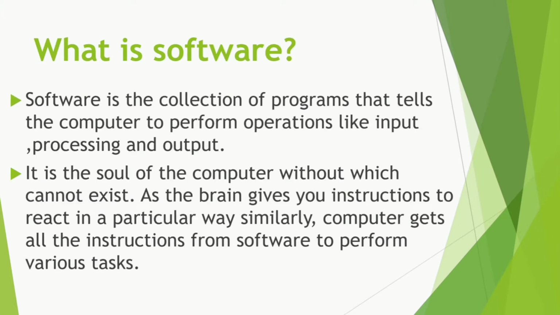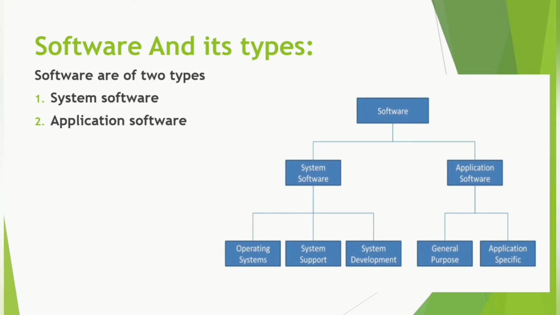Then what is software? Software is the collection of programs that tells the computer to perform operations like input, processing and output. In other words, we can say software is the soul of the computer without which it cannot exist. As the brain gives you instructions to react in a particular way, similarly, the computer gets all the instructions from software to perform various tasks.